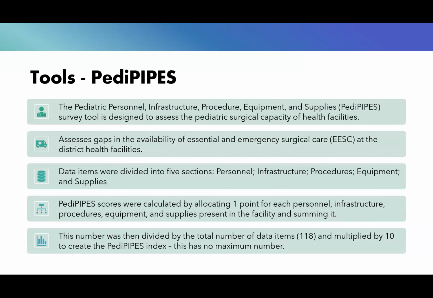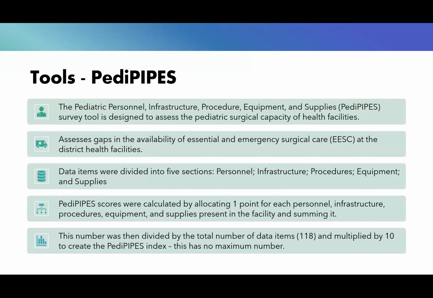The other tool was PEDI-PIPES. So this is the SOSAS PEDI-PIPE survey, and it includes the pediatric personnel, infrastructure, procedure, equipment, and supplies. This survey tool is designed to assess the pediatric surgical capacity of health facilities. It also assesses the gaps in the availability of essential and emergency surgical care at the district health facilities.